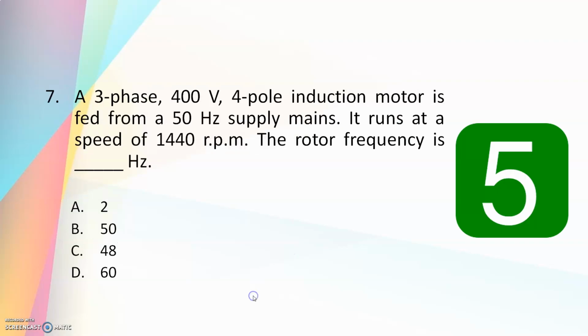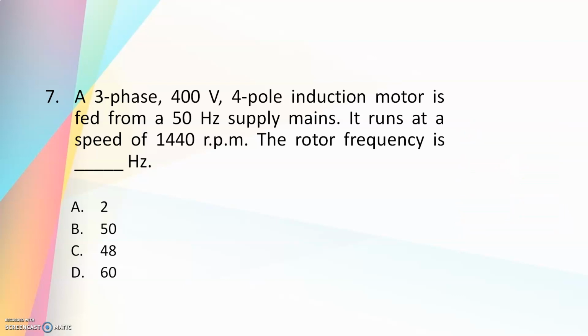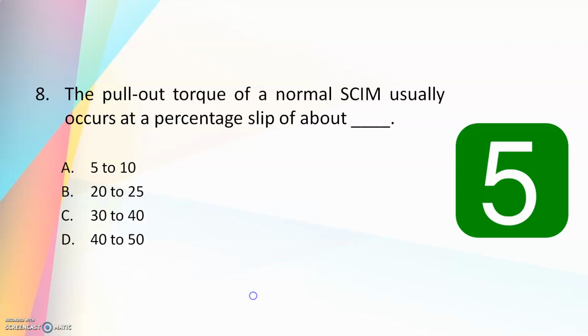A 3-phase 400-volt 4-pole induction motor is fed from a 50 Hz supply mains. It runs at a speed of 1440 rpm. The rotor frequency is dash Hz: 2, 50, 48, 60. And here you go. And the answer is 2, because the rotor frequency is given by slip times the stator frequency. So here you have to find the slip value and multiply it with the frequency, and you will obtain it as 2.